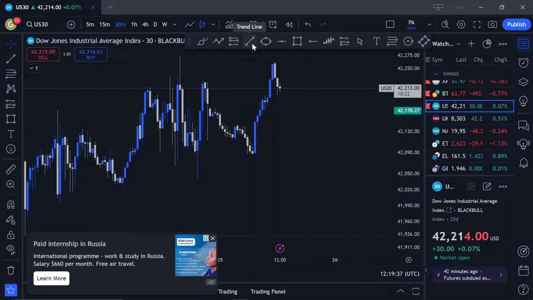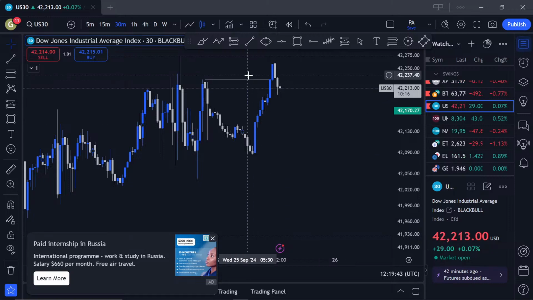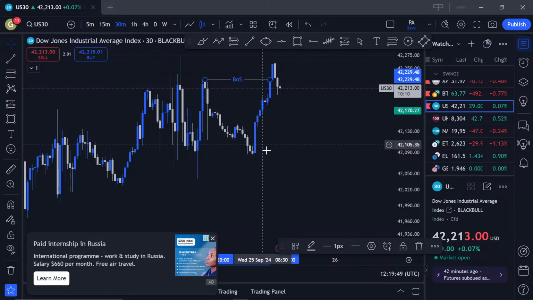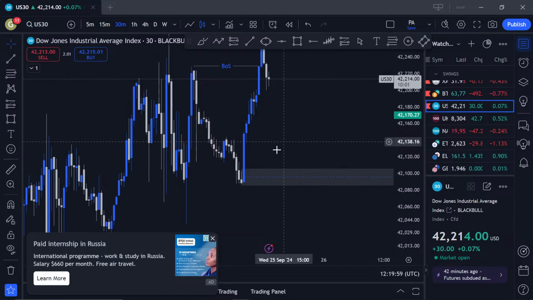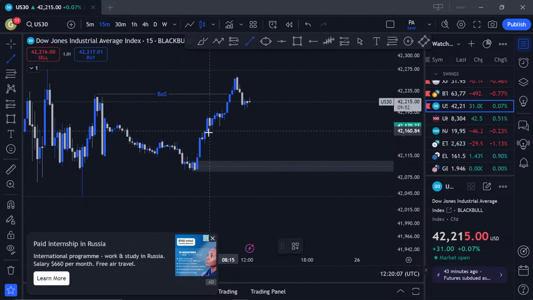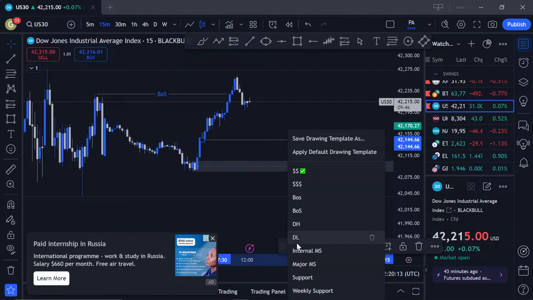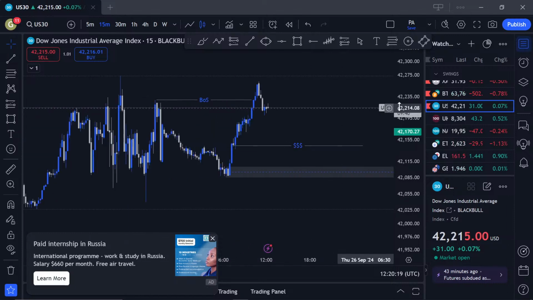So US30 nearly gave us this break of structure right here to the upside. And this break of structure was powered by the movement from this particular demand level right here. And this gave us this level to watch out for our liquidity. Even though this is just a one candle liquidity, which is kind of risky, the trade is worth it considering the fact that we have a break of structure just right in front of it here.